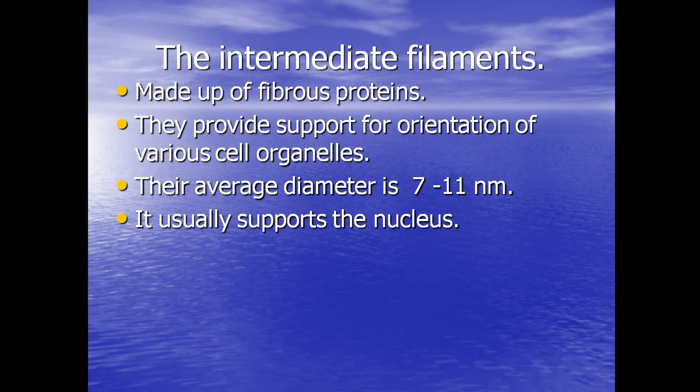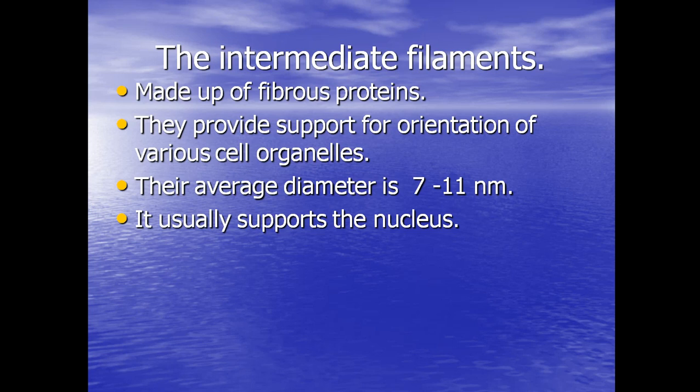Then comes the intermediate filament. Intermediate filaments are also made up of protein, but they are made up of fibrous protein. Microfilaments are made up of actin protein, and the intermediate filament, the second type of cytoskeletal element, is made up of fibrous protein. The function of this fibrous protein is to provide support for orientation of various cell organelles within the cytoplasm, how different organelles get oriented.